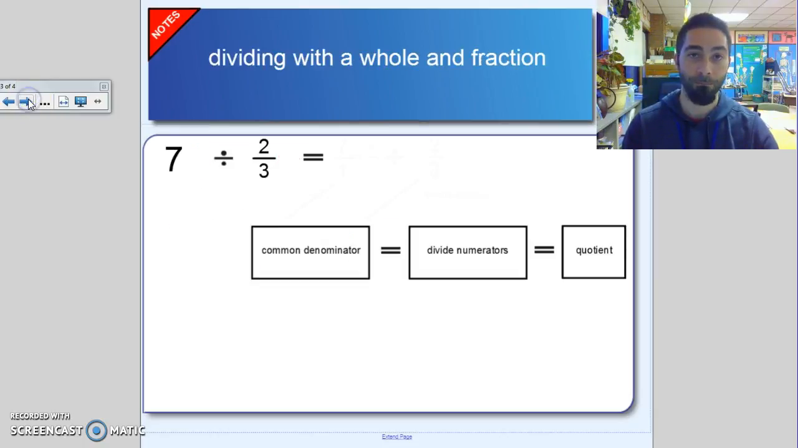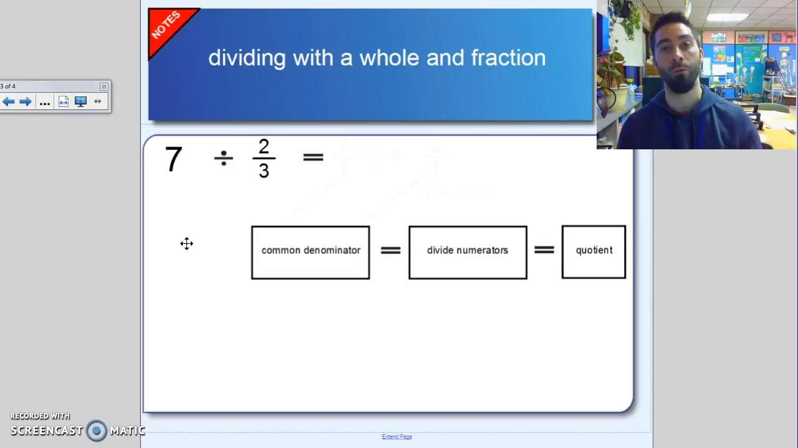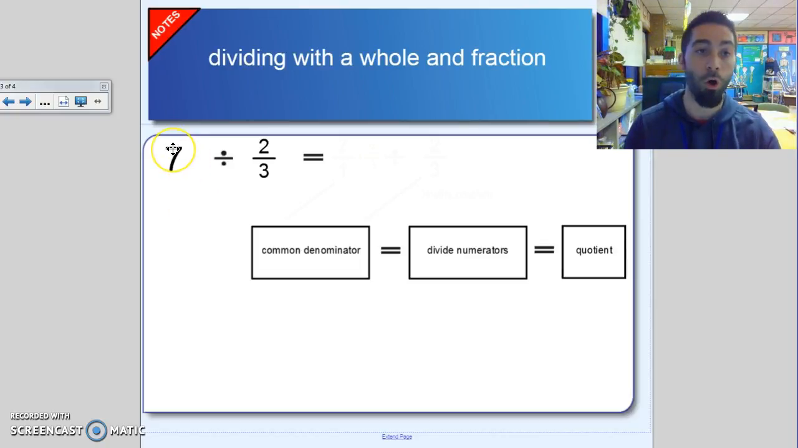Second, okay, now you write down this problem, and I want you to follow along with me as we do this problem together. So we've got a whole divided by a fraction this time. So this time we've got to do one extra step. And that one extra step is very similar to multiplication of fractions. We have to change that whole number into a fraction now.